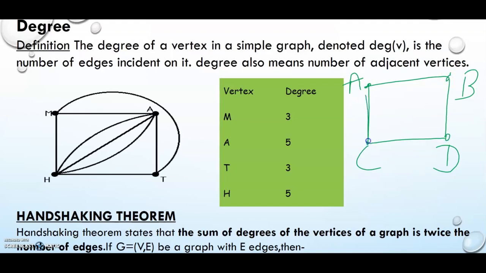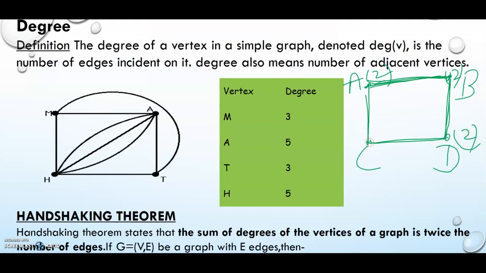A to C is one line, that is an edge, and A to B is one edge. So the degree of vertex A is 2. For vertex B, it has B to A and B to C, so this degree is also 2. For D, the same thing follows, D to C and D to B, so the degree of D is 2.